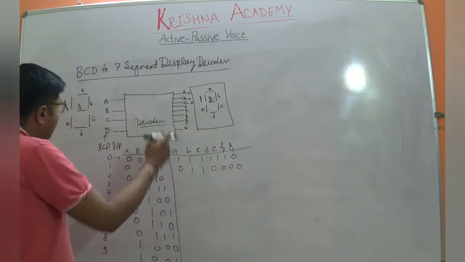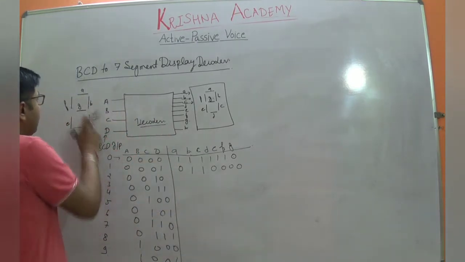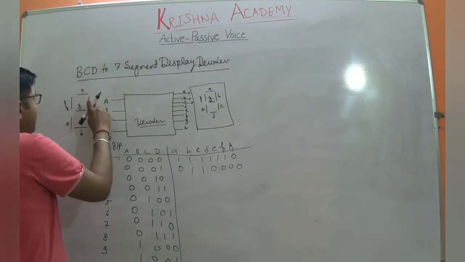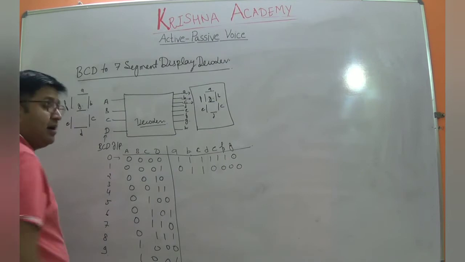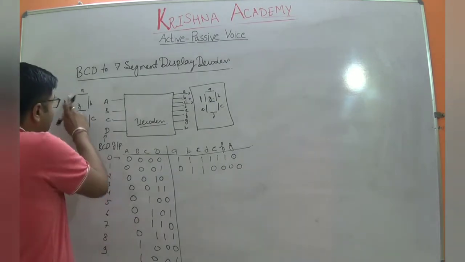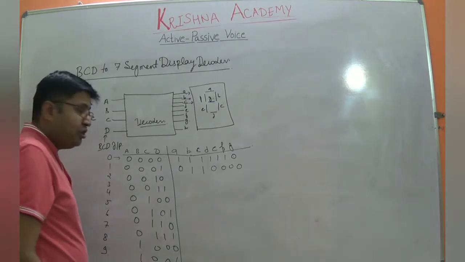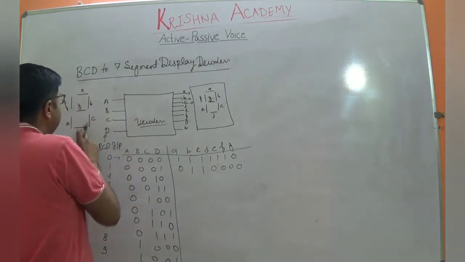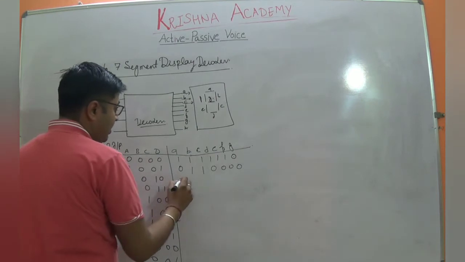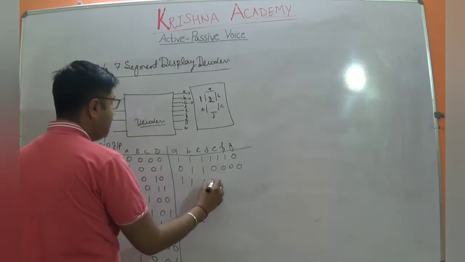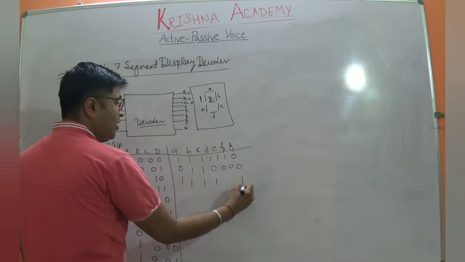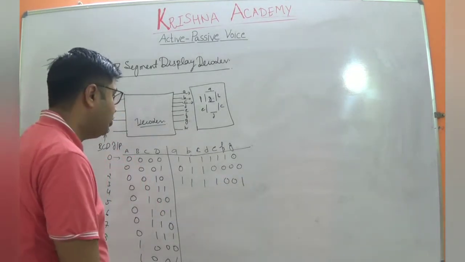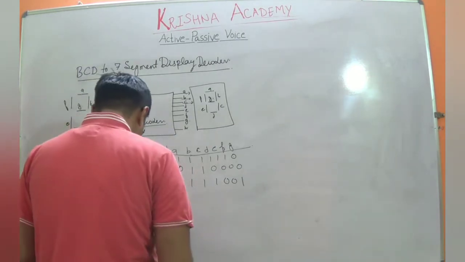Again, if you want to show 3, it will be visible only if A, B, C, D and G are logical high, others are on logical 0. Same way, A, B, C, D and G are on the logical high. So E and F will be logical 0, and so on.